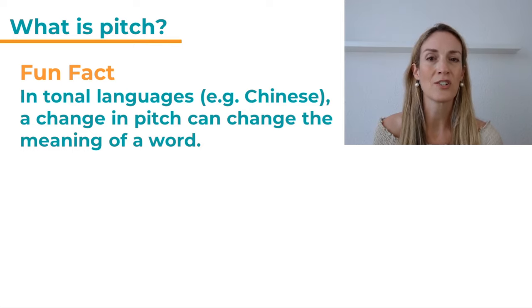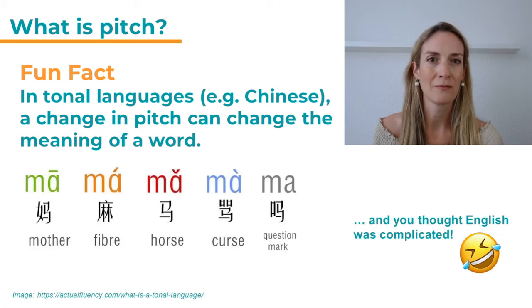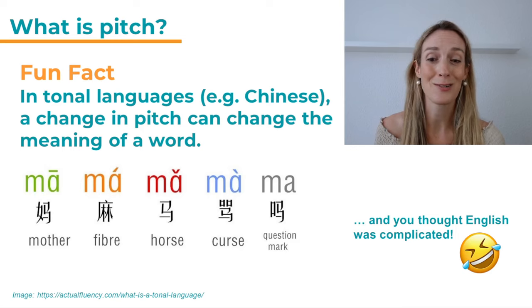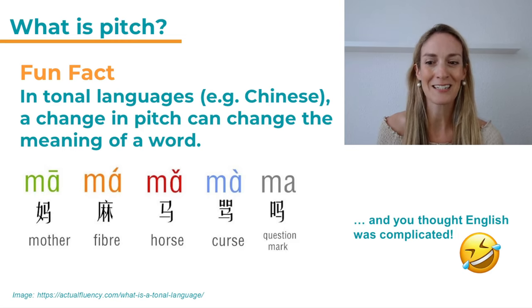Here is a fun fact for you. In tonal languages, for example, Chinese, Mandarin Chinese to be precise, a change in pitch can change the meaning of a word. For example, in the word ma. Now, I don't speak Chinese and I'm not going to pretend to know how to pronounce these different variations, but you can see with the little accent on top of the vowel A that there are different tones, really different pitch patterns for each of the words, and they change the meaning of the word ma.